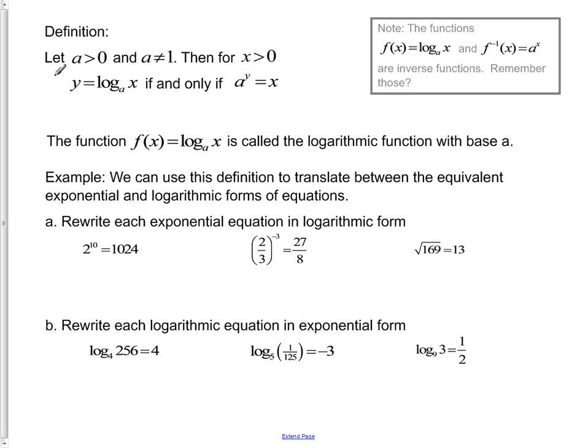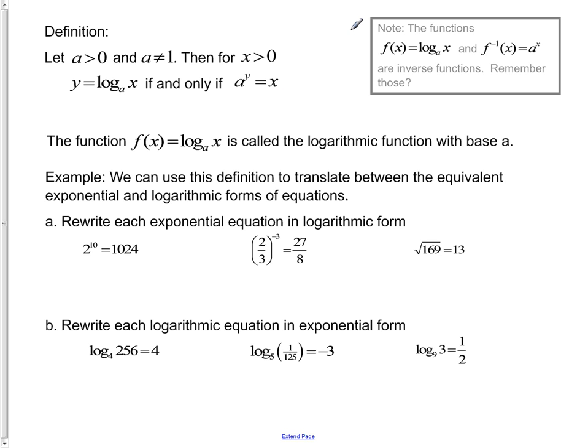It says if we let a, which is our base, be greater than 0 and a not equal to 1. Where have we seen this before? That's right, go back to your definition of the exponential function. We're going to say that anytime we take x greater than 0, that is, if we only take positive numbers for x, then we can say y equals the logarithm base a of x, if and only if a raised to the y power equals x.